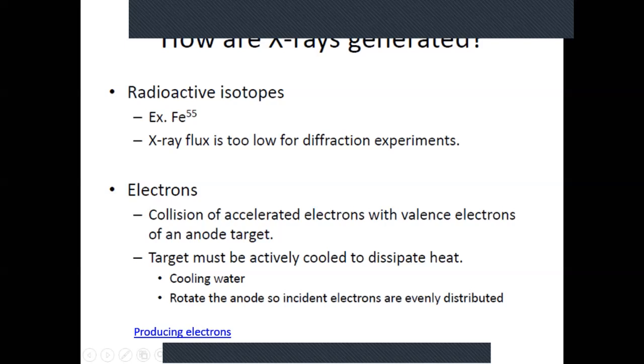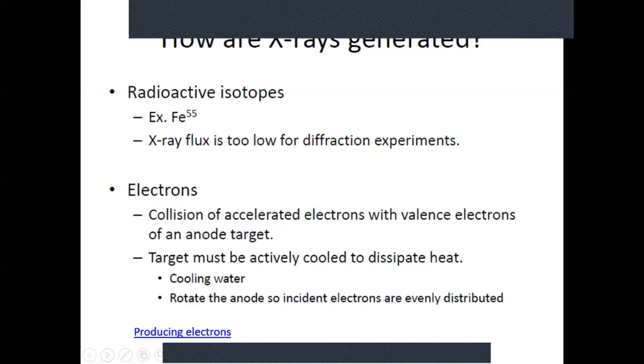Now there are types of targets. So the anode target can be stationary, or it can be a rotating target, so that when it rotates, this anode target, it evenly distributes the electrons. So sometimes the target rotates, sometimes the target is stationary. And we'll show you this diagram in just a second.